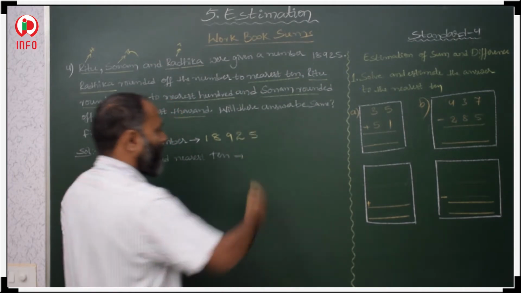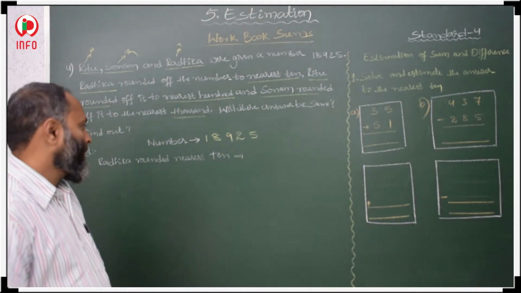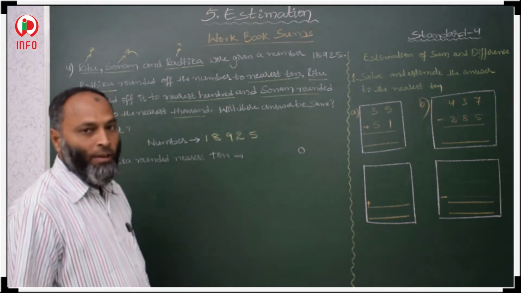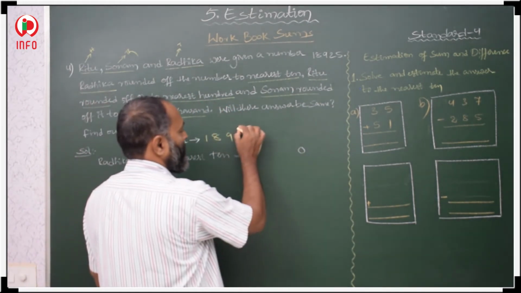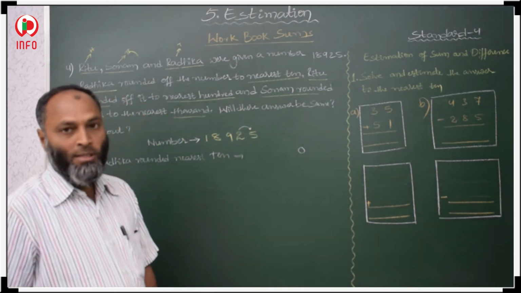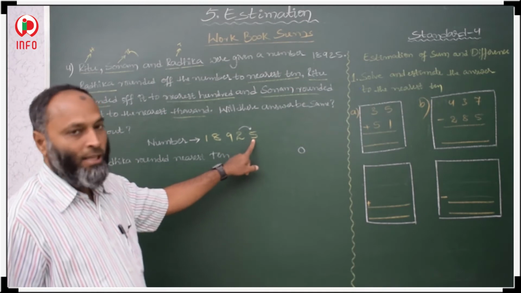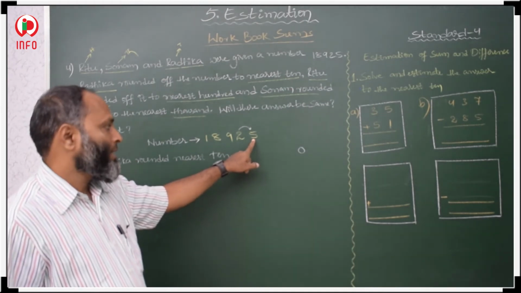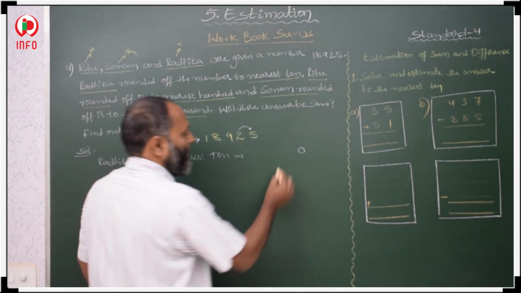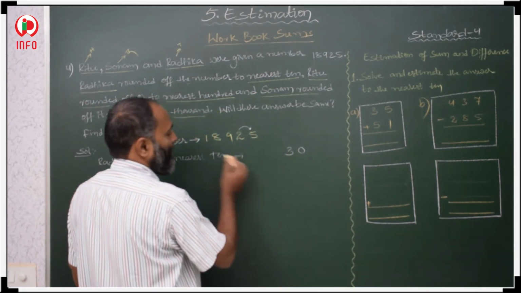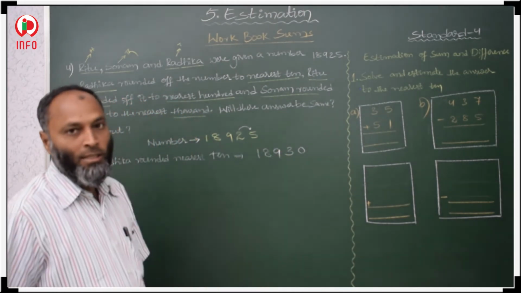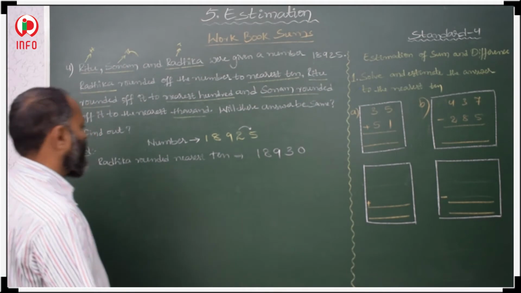18,925. Nearest to 10. Nearest to 10 means in ones place we keep 0. In tens place we have to check what is there in ones place. In ones place 5 is there. If ones place 5 is there, then it will increase by 1. Then here we get 3. The remaining same. This is nearest tens.